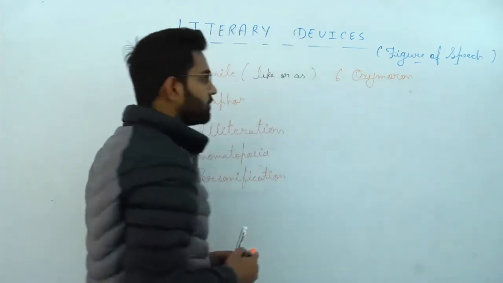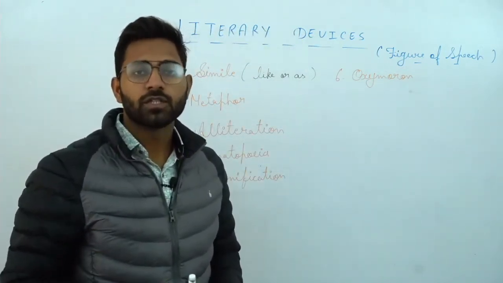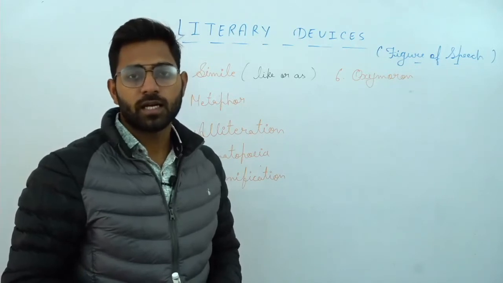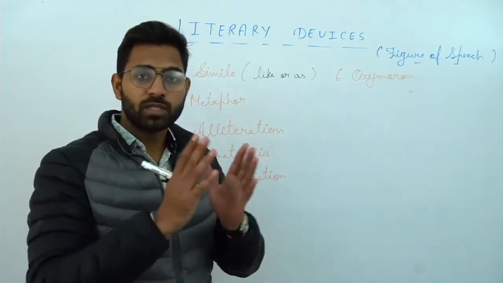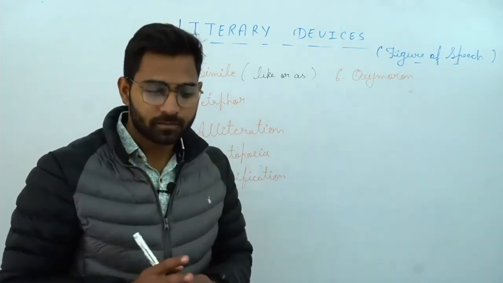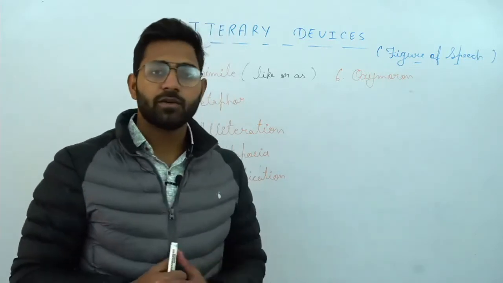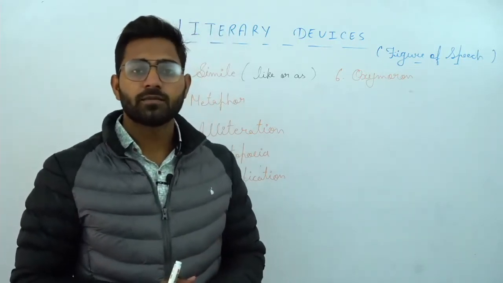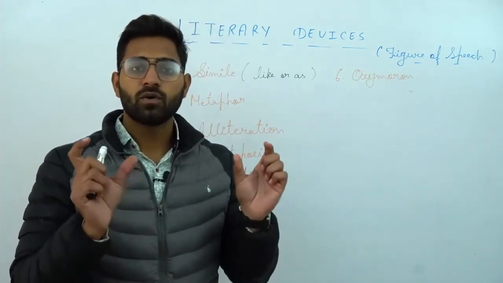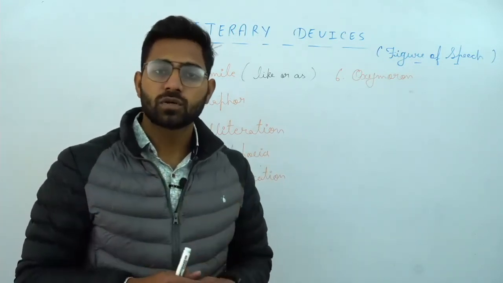So next we have oxymoron. What is oxymoron for you? Oxymoron is a kind of figure of speech when two dissimilar things are attached in a single word. It means, let me tell you in clear words, जब दो ना होने वाली चीजों को एक साथ मिलाकर वर्ड बनाया जाता है, that is called oxymoron.